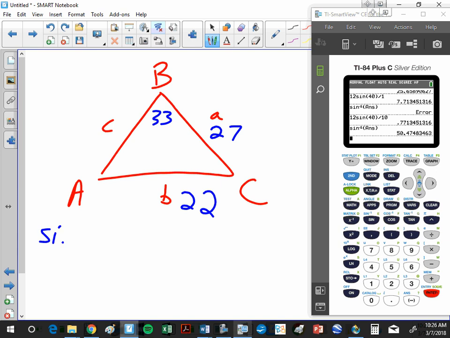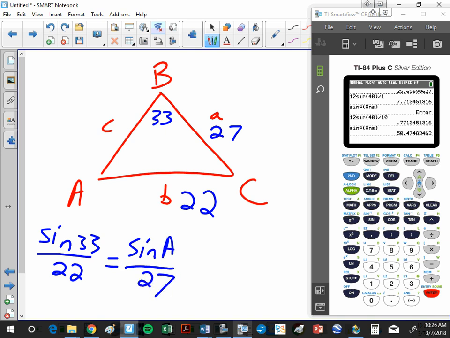So we do the sine of 33 over 22 is equal to the sine of A over 27. Multiply by 27. So 27 sine 33 divided by 22. Wait, I can stop here. I know there are 2 because it worked. And that's why we're doing this section first, because in the other one it asks you to solve. So 22, there are 2. I don't need to figure out what they are. I just need to know there are 2.